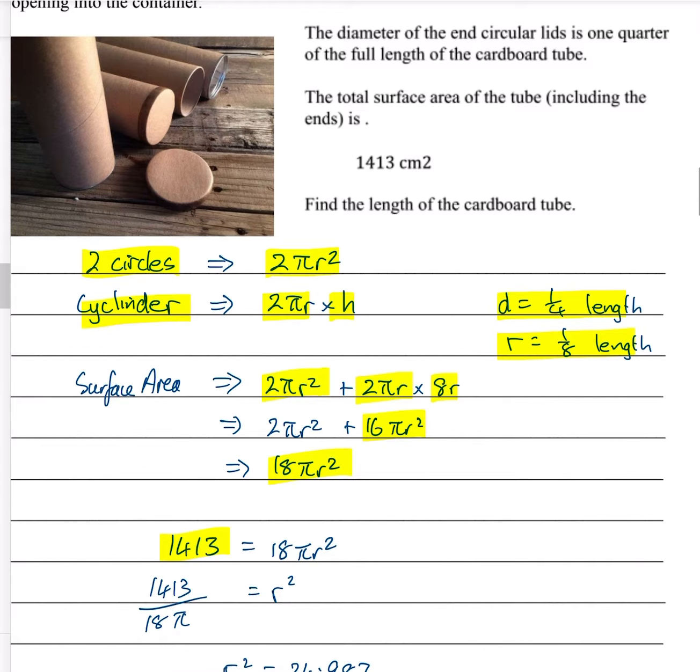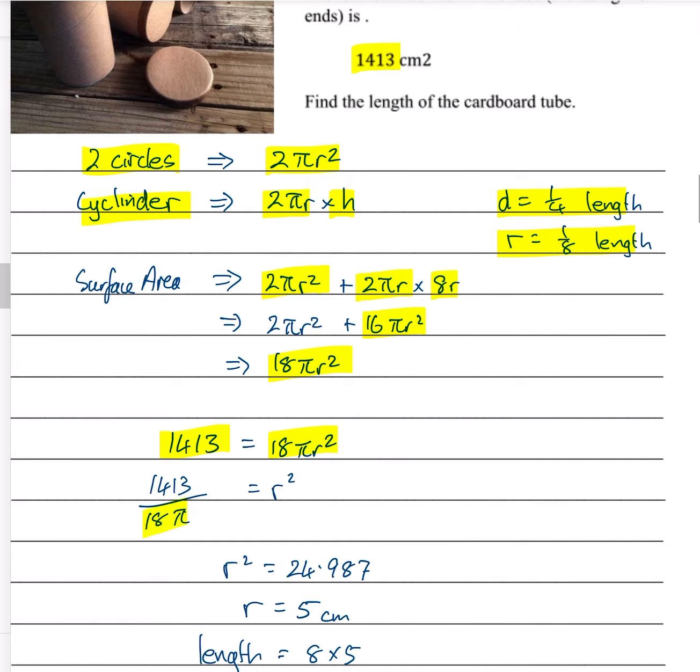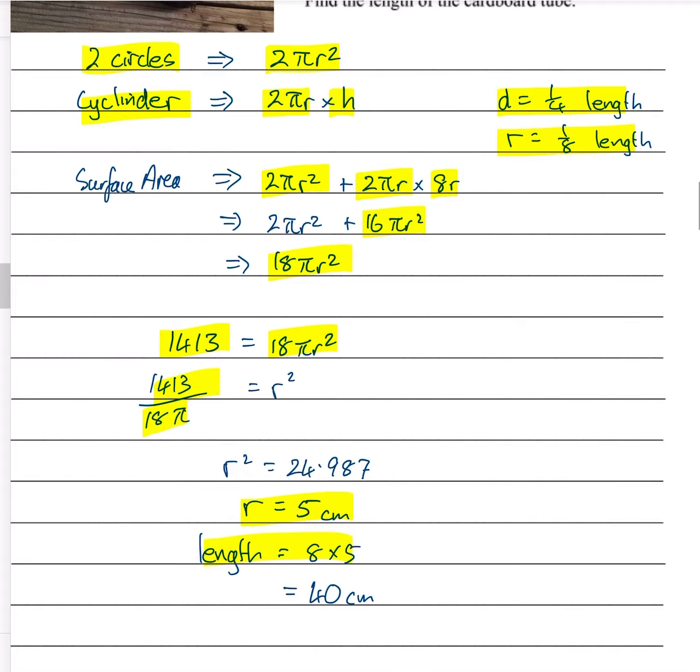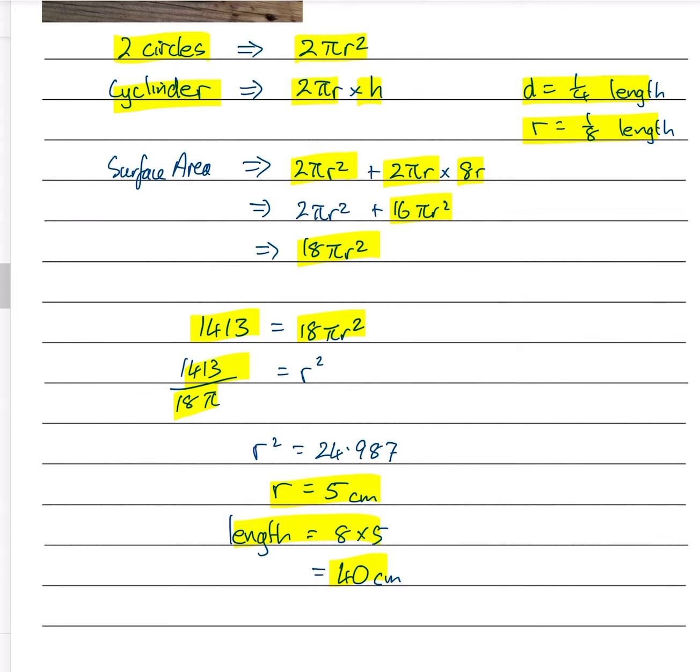We make it equal the area that we're given up the top there. We divide by 18 pi, square root your answer to get 5, so the length is 8 times 5, 40.